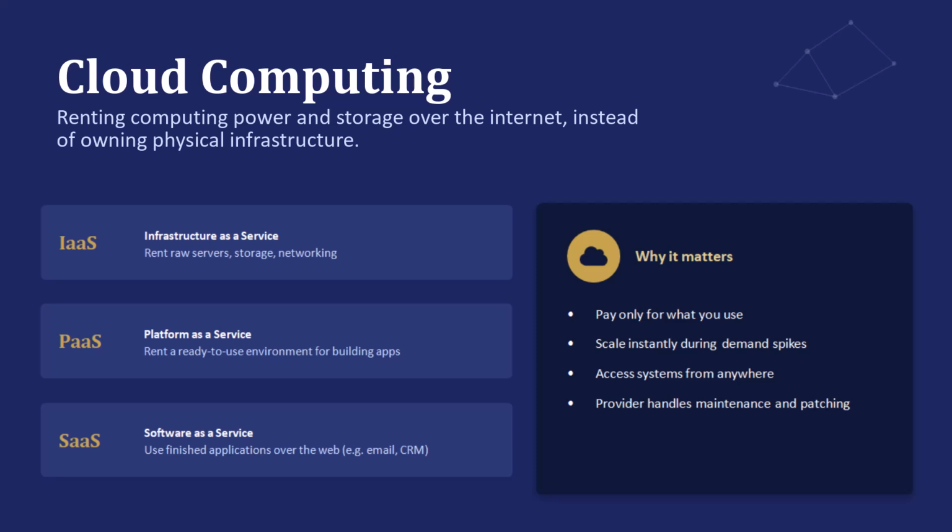A simple way to think about the difference: IaaS is like renting land and utilities and building your own house. PaaS is like renting a furnished apartment, and SaaS is like booking a hotel room. You just show up and use it. So why does this matter? Because cloud computing changes the economics of technology. You pay only for what you use. You can scale instantly when demand spikes. You can access your systems from anywhere. And the provider, not your internal team, handles a lot of the maintenance and patching.